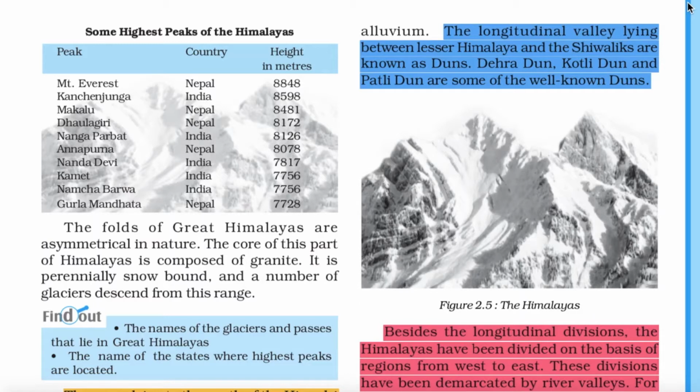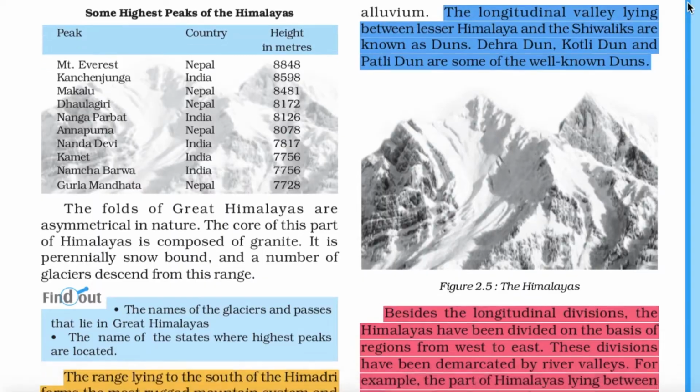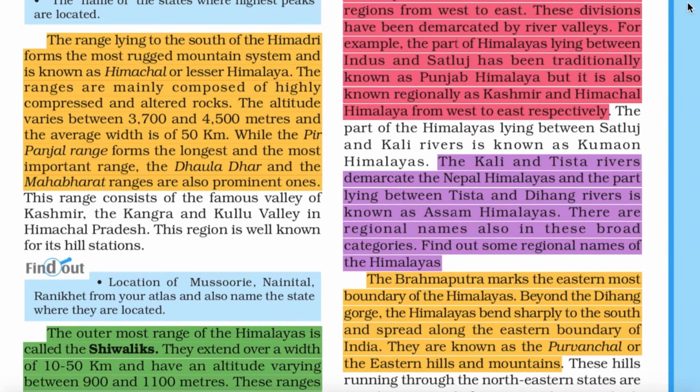The core of this part of Himalayas is composed of granite. It is perennially snowbound and a number of glaciers descend from this range. The range lying to the south of the Himadri forms the most rugged mountain system and is known as Himachal or Lesser Himalaya. The ranges are mainly composed of highly compressed and altered rocks.